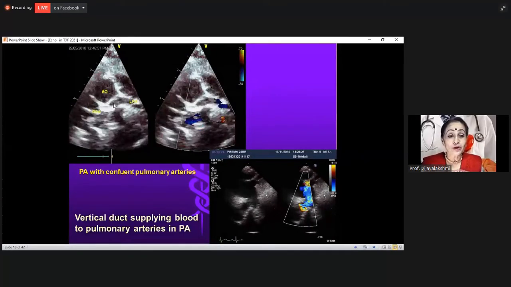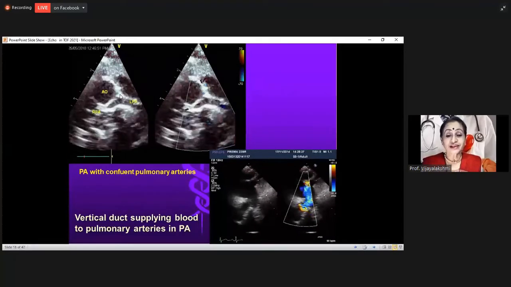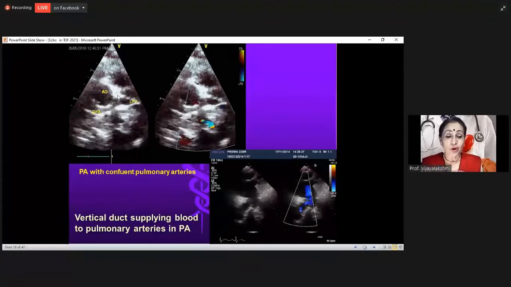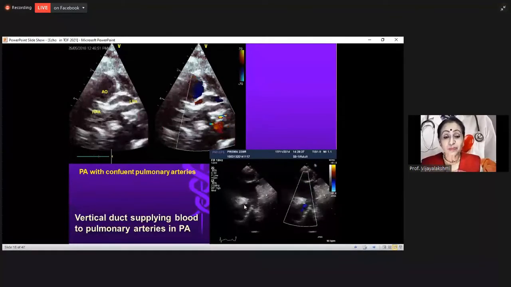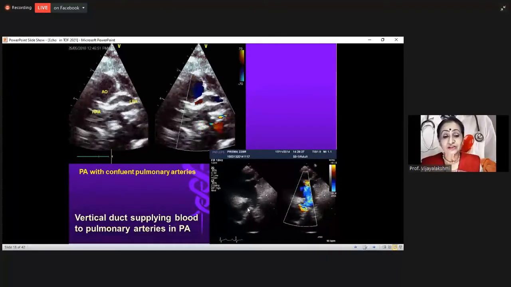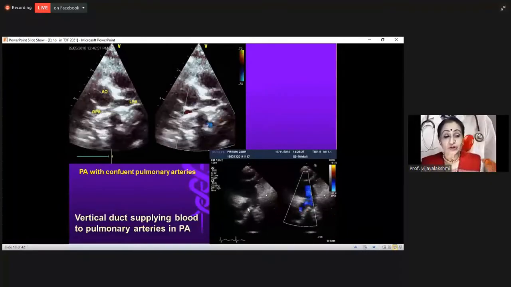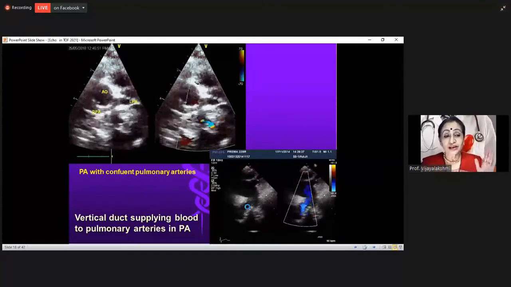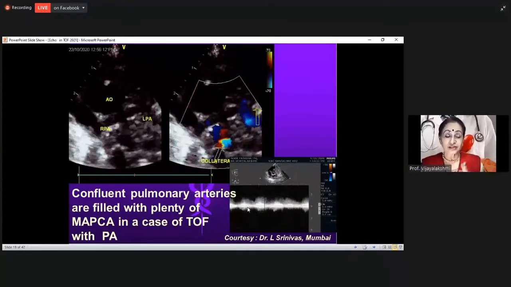Though the confluence of the right and left pulmonary artery is there, the main pulmonary artery is atretic. So this is also important. Many times in such cases, the pulmonary arteries are supplied by the vertical duct. So this is the arch of the aorta, and that is the vertical duct coming almost directly from the arch. So this is how we have to detect whether it is confluent, non-confluent, or vertical duct supplied.